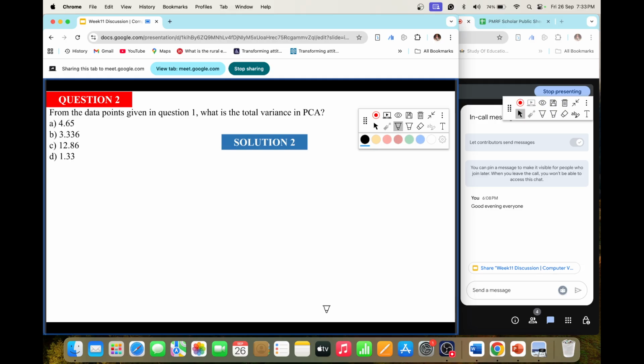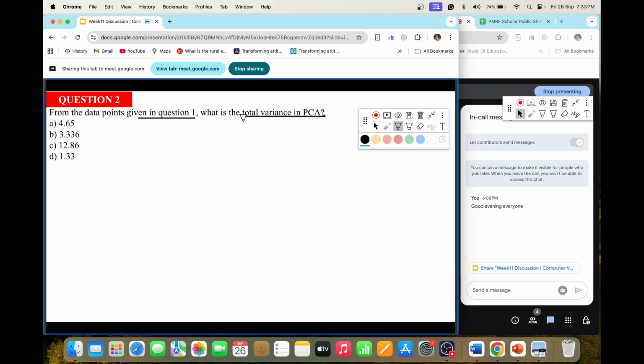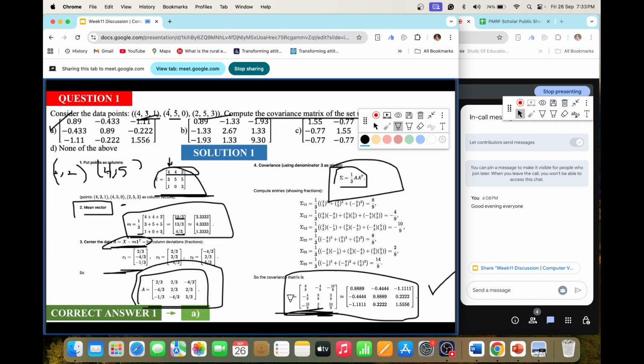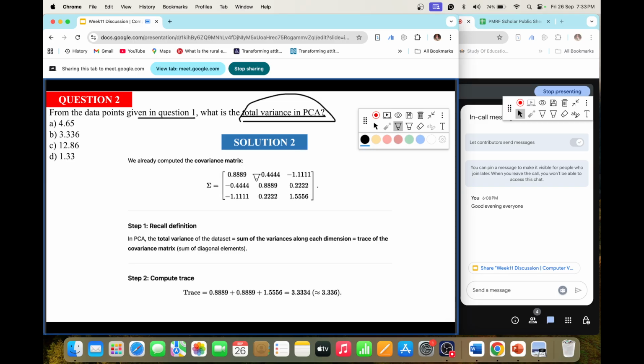Now second question: from the data points given in question 1, what is the total variance? Either you calculate the eigenvectors and eigenvalues, since the sum of eigenvalues will give you the total variance in PCA. But also we know the matrix property: the sum of eigenvalues is equal to the trace, the sum of the diagonal, of the matrix. So once you have the covariance matrix, you can easily sum up the diagonal to get the total variance. Your total variance is coming 3.3.3.4.